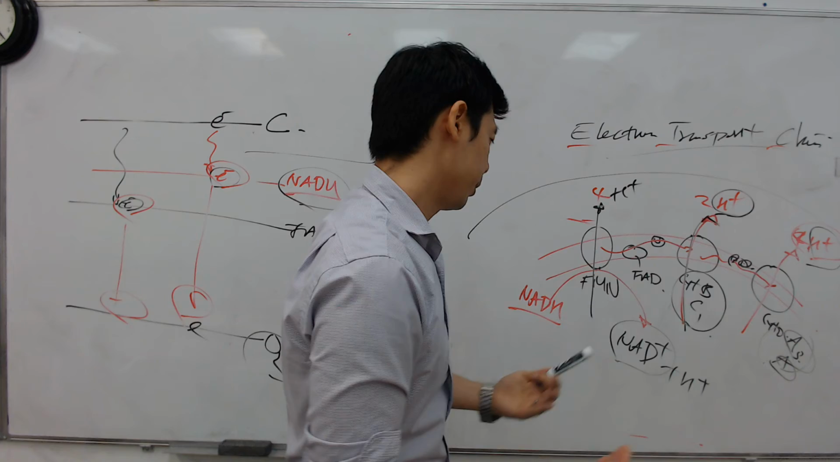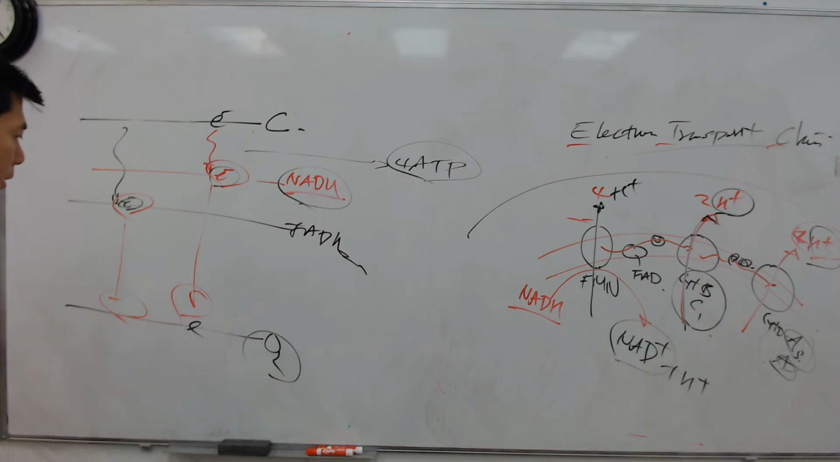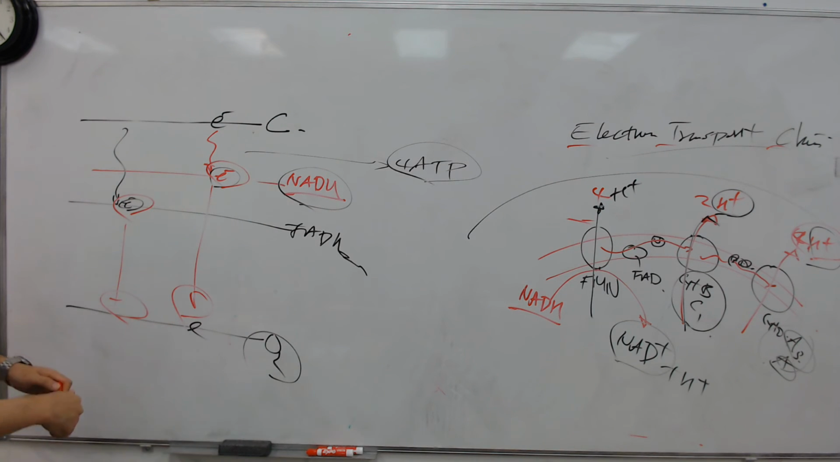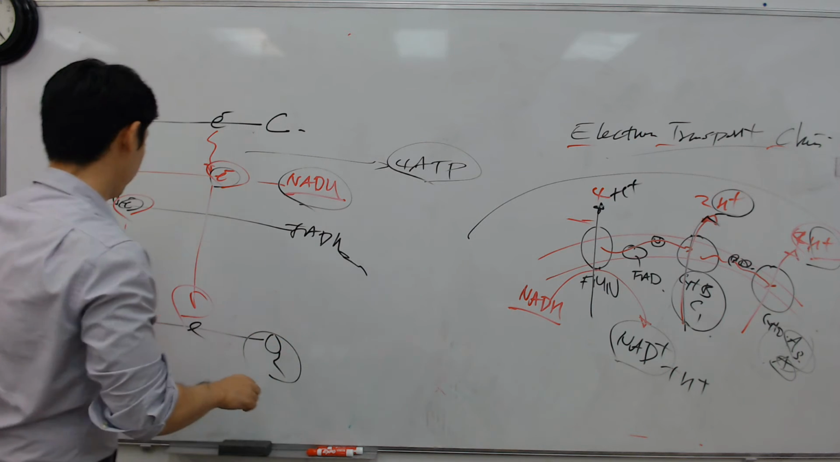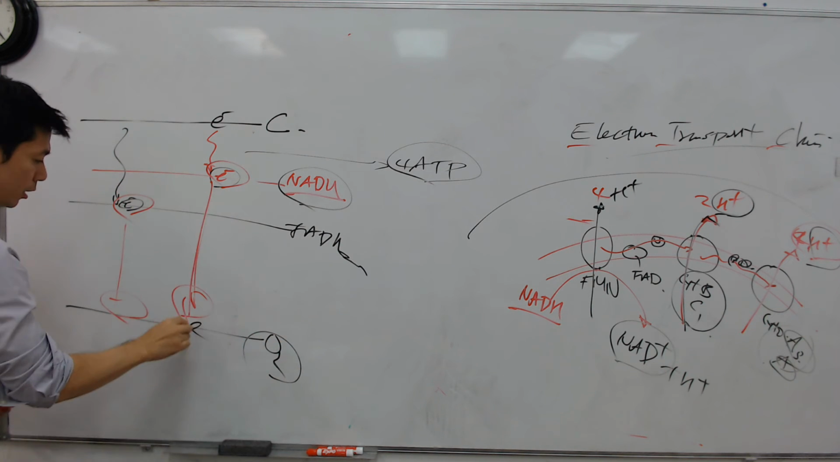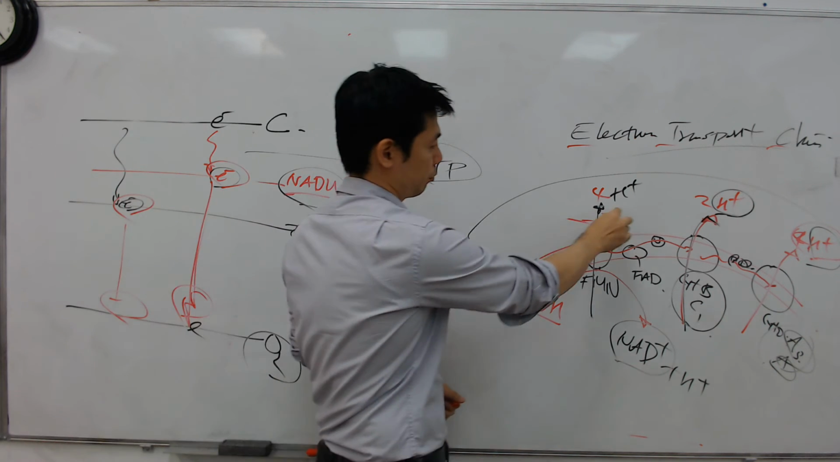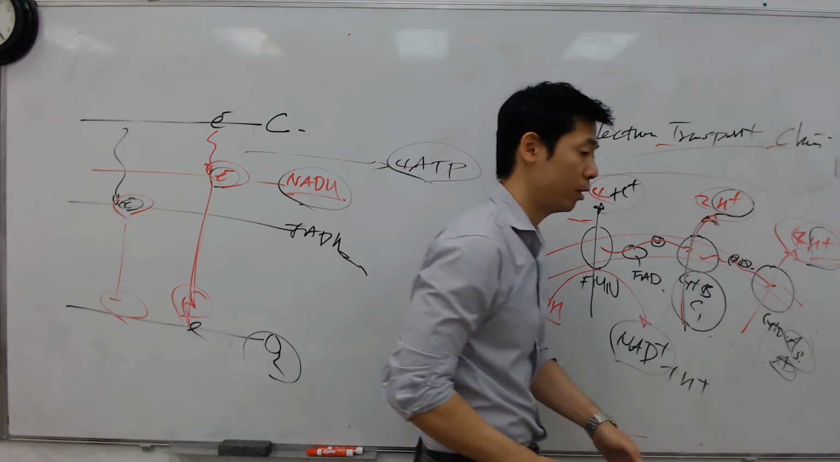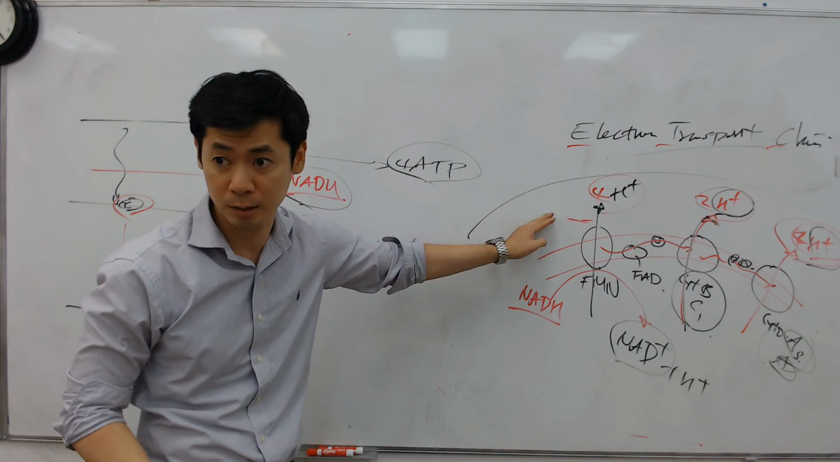So, all in all, one more thing. NADH, they're using all the energy up. They're using all of the NADHs to produce, or pump out, H plus from the matrix into the intermembrane space. That's what they do.